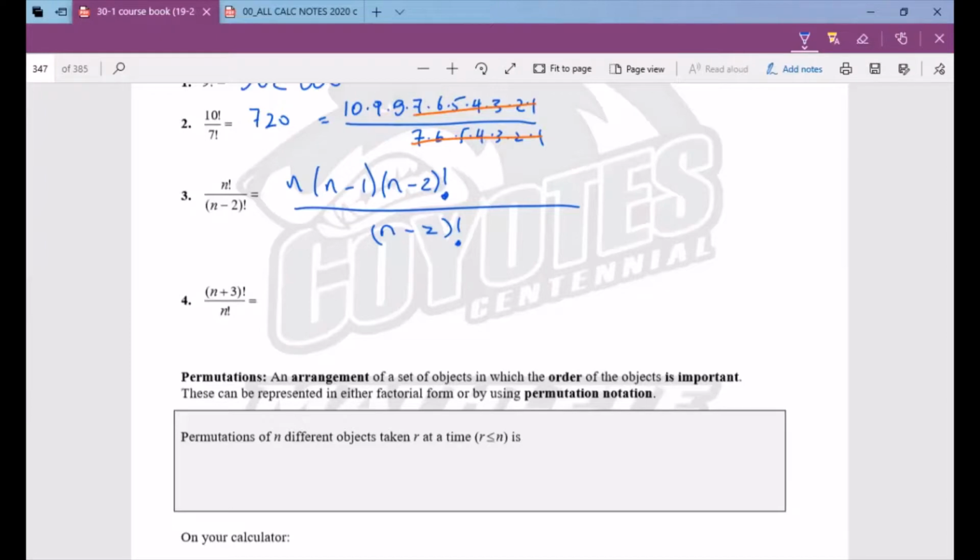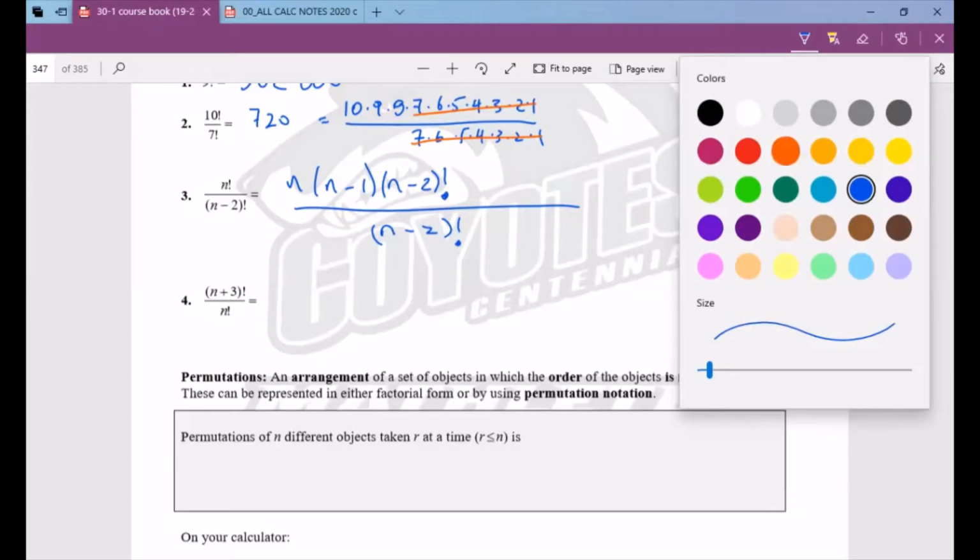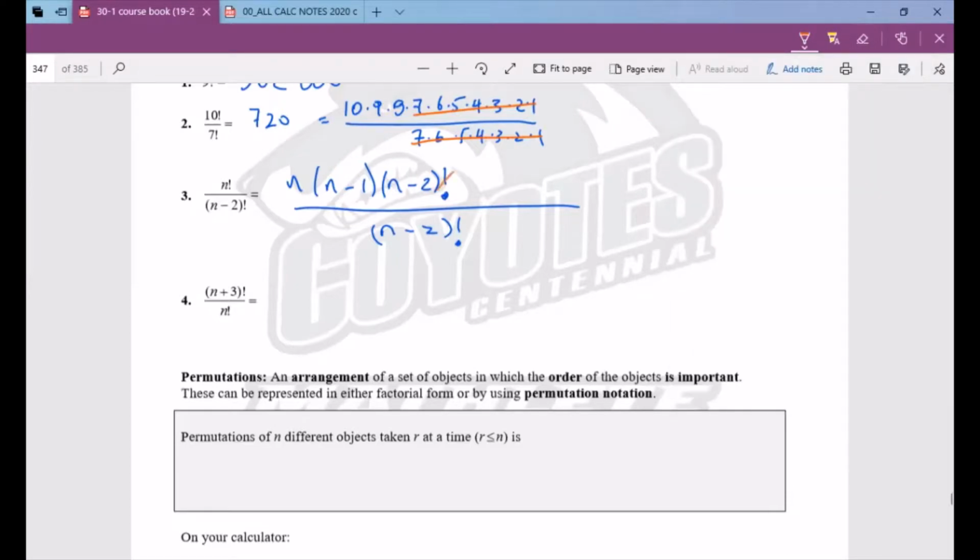Now be careful that when we are canceling and when we're dividing this out, we can't do this. That doesn't make any sense. What we are dividing is n minus 2 factorial with n minus 2 factorial. And this leaves us simply with n times n minus 1.